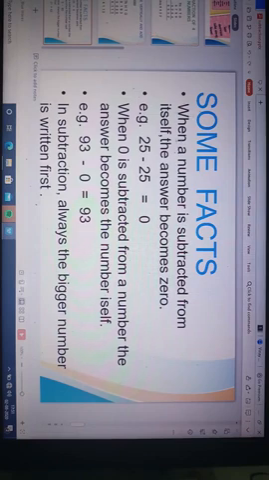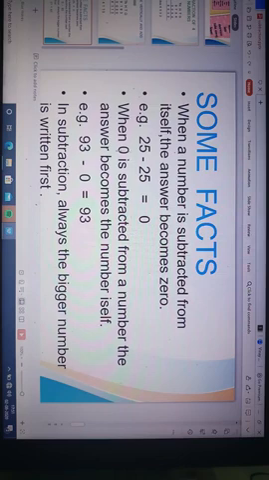Now let's recall some facts about subtraction. First is, when a number is subtracted from itself, the answer becomes 0. For example, 25 minus 25 is equal to 0. Clear, beta?